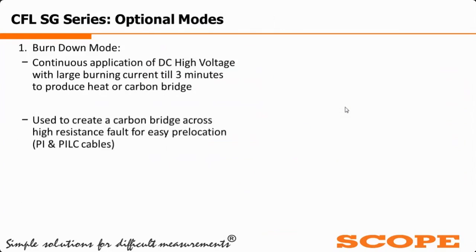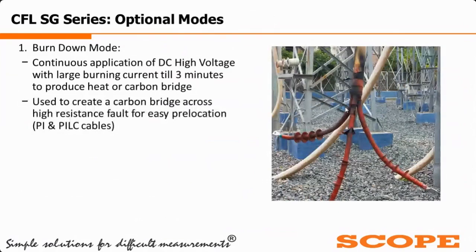Next one is the optional modes available in the CFL HG series. First one is the burn down mode. As I will explain, in pre-conditioning, you have to go for the burn down to alter the fault condition into a stable condition, so that you can easily prelocate. Scope is offering the burn down mode, which is inbuilt in the surge generator, as an optional mode.